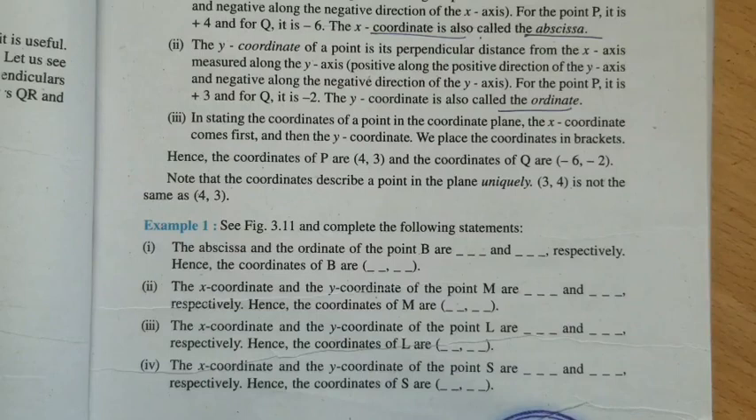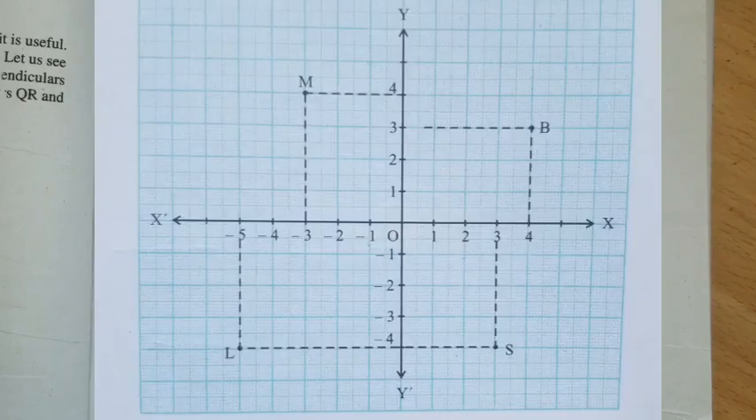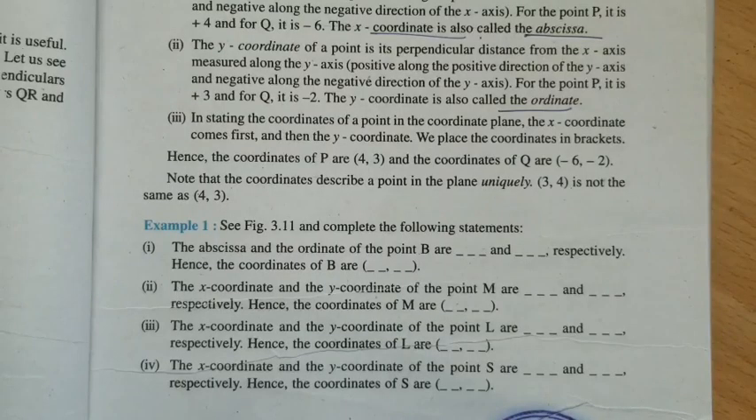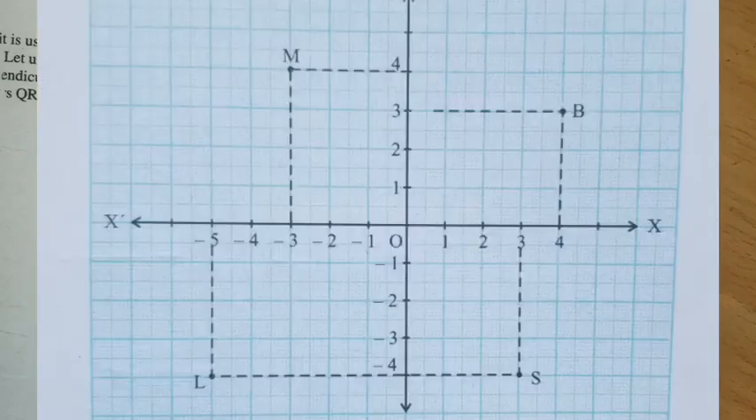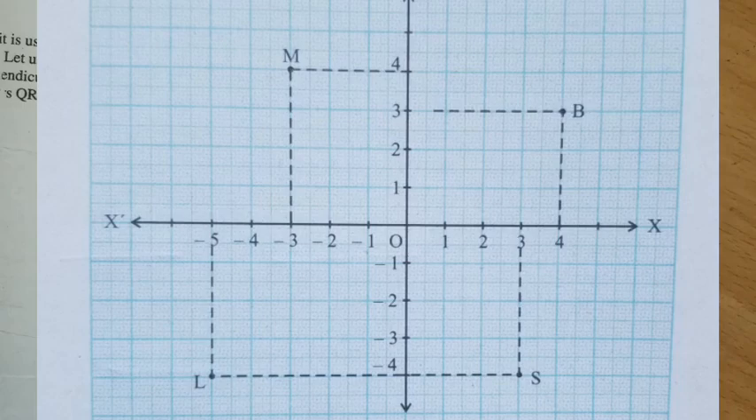Third one, the x coordinate and the y coordinate of the point L are. Similarly find for L, what is the x value for L? -5, and the y value for L is -4. Hence the coordinates of L are -5 and -4. Last one, the x coordinate and the y coordinate of the point S are. For the point S, the x value is 3 and the y value is -4. Hence the coordinates of S are 3, -4.